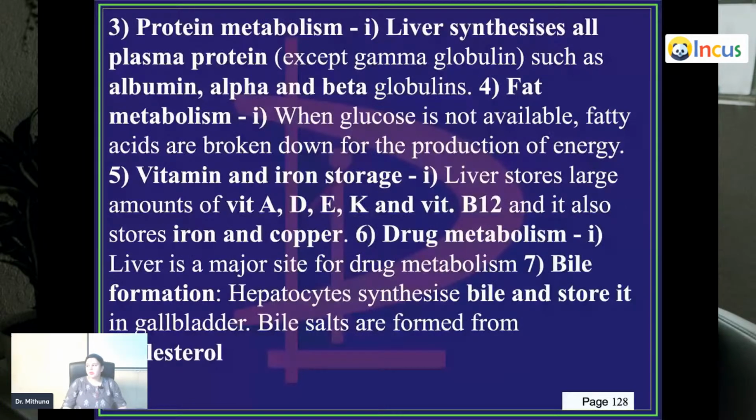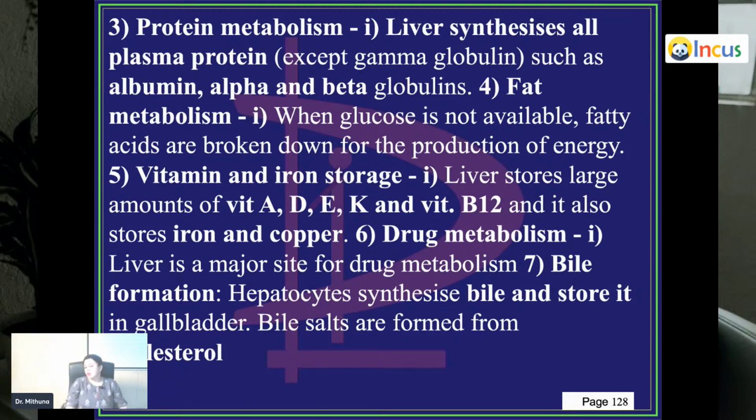Protein metabolism also occurs in the liver, just like glucose metabolism. The liver synthesizes all plasma proteins except gamma globulins, such as albumin and alpha and beta globulins, which are very important. Albumin is very important. Alpha and beta globulins are very important to form your hemoglobin. So except gamma globulin, all the remaining plasma proteins are synthesized in the liver.